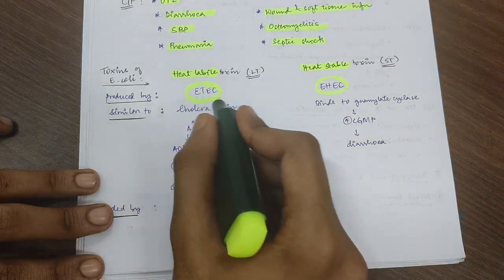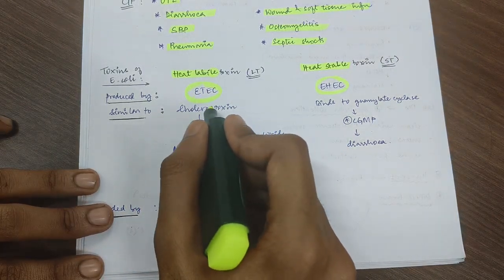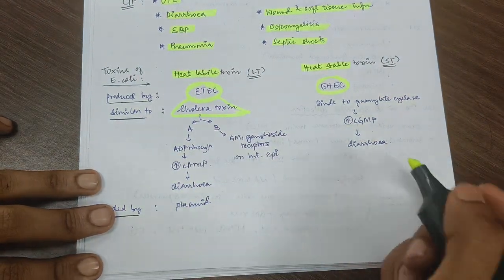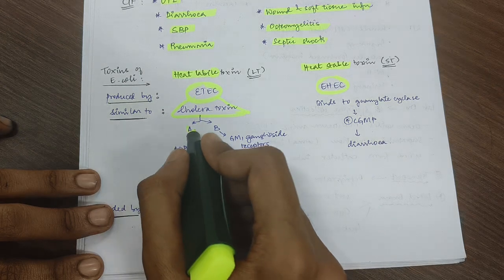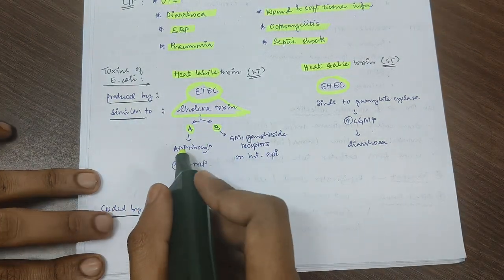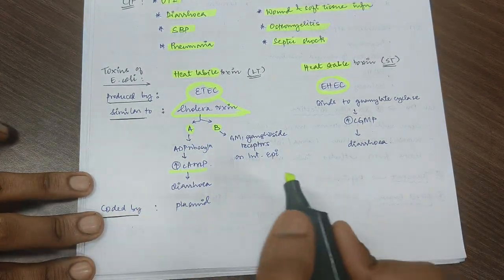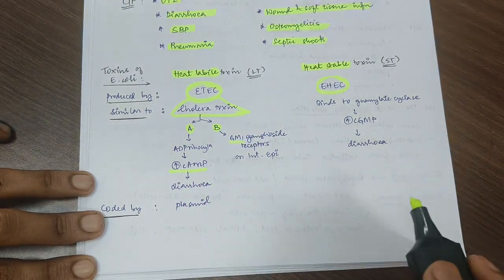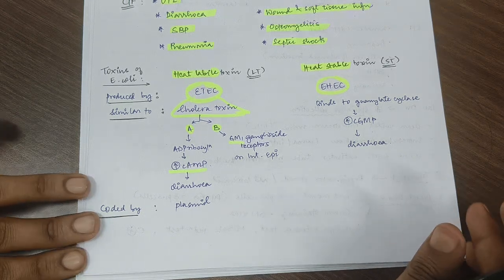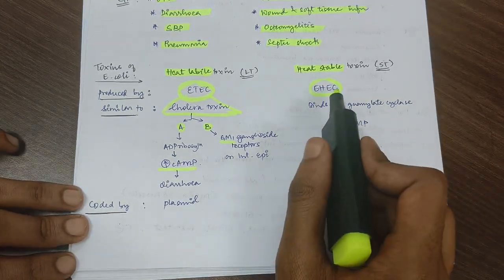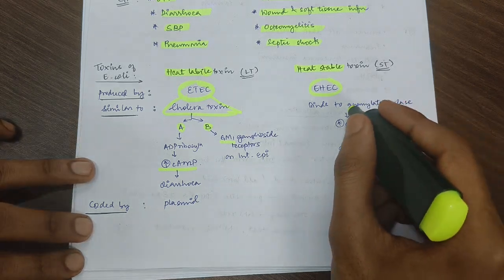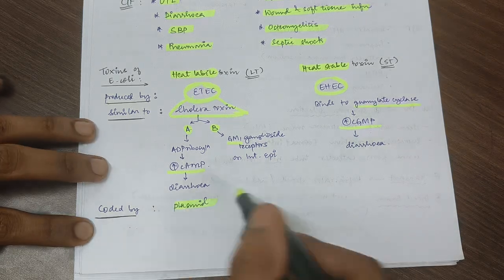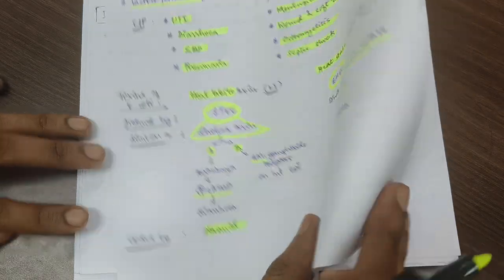So this ETEC, that is toxigenic, it is producing toxin and it is similar to whom? It is similar to cholera toxin. So there are 2 fragments, A and B. A is going to cause ADP ribosylation and that will increase the cyclic AMP leading to diarrhea. Whereas B will bind to GM1 ganglioside receptors on the intestinal epithelial cells. Then enterohemorrhagic E. coli will bind to the guanylate cyclase and increase cyclic GMP leading to diarrhea. Remember, this is plasmid coded.